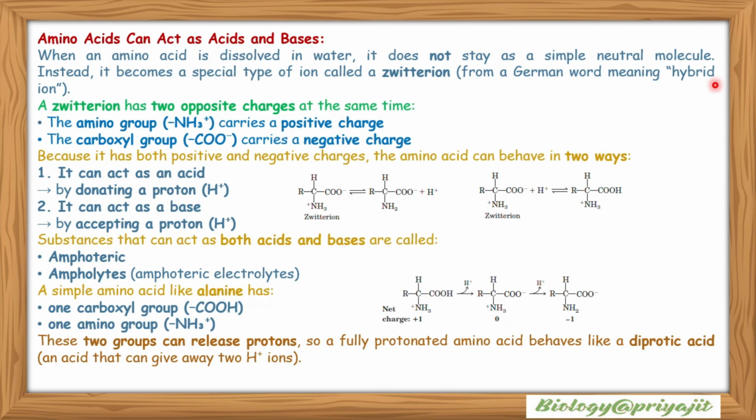Substances that can act as both acids and bases are called amphoteric, or ampholytes. Ampholytes means amphoteric electrolytes. So a simple amino acid like alanine has one carboxyl group and one amino group. These two groups can release protons. So a fully protonated amino acid behaves like a diprotic acid, and that gives two H+ ions.